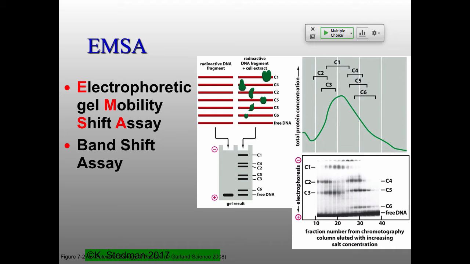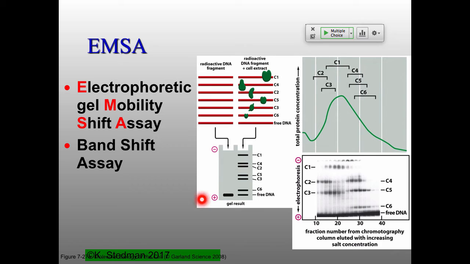Basically, you have one size of something, in this case DNA, will migrate with a relative velocity in a gel. If it's bigger, it's slower. If it's smaller, it's faster. So that's all that we really care about here. So if you have a piece of DNA, and let's for giggles just say this is a promoter, and that DNA by itself will migrate to a particular position.